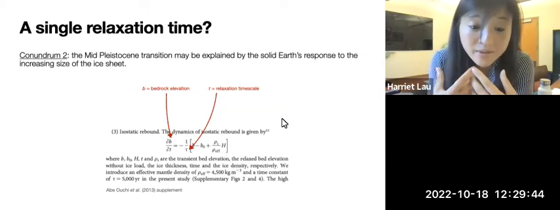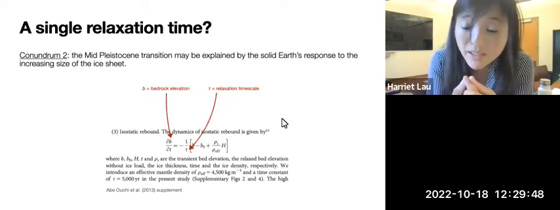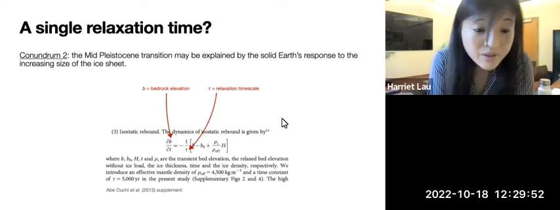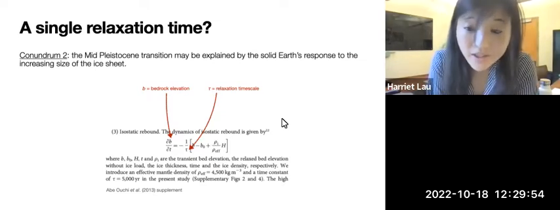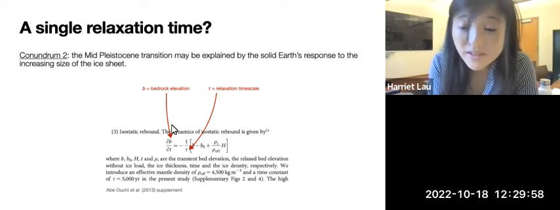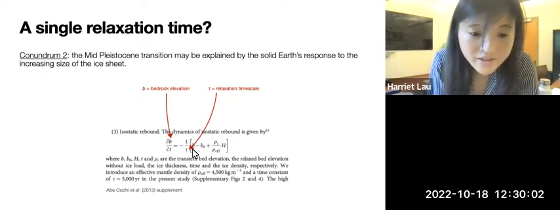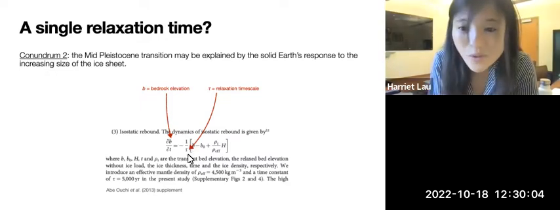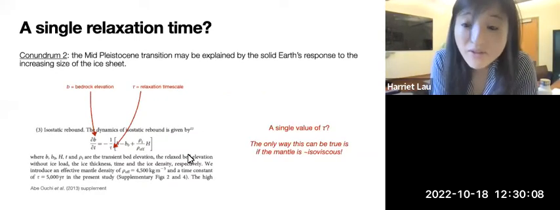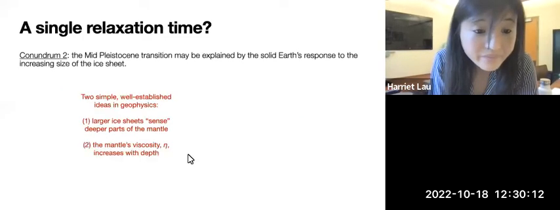What I'd like to explore is how the same process might drive the Mid Pleistocene transition. So conundrum number 2. Returning to Abe-Ouchi's simple differential equation, looking at this from a geophysicist's perspective, a single relaxation time just does not sit well with me. The only way this can be true is if the mantle is isoviscous, or has a single viscosity.